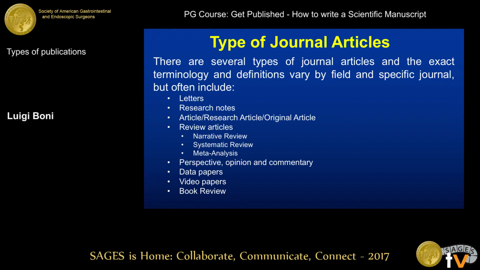What about the journal article? What kind of article can you have in a scientific journal? You can have letters, you can have research notes, the real article, also called research article or original article. You have review articles, and the review article can be just a narrative review. You can have a systematic review. You can have a meta-analysis. We'll go through this. We have a perspective, opinion, or commentary.